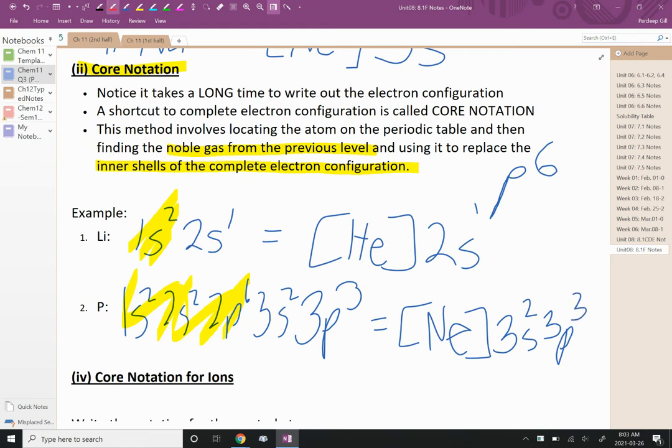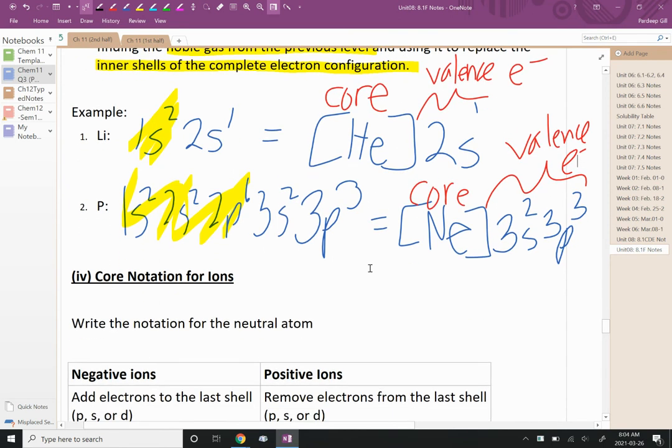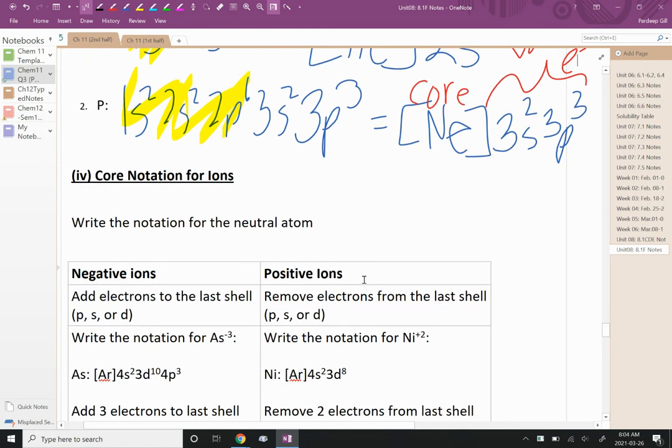So these are your core electrons, and these are your valence electrons. Okay, so valence electrons are the electrons in the outer shell. So here we have our valence electrons. Core electrons are not involved in reactions. They are non-reactive. They're happy. They're stable.